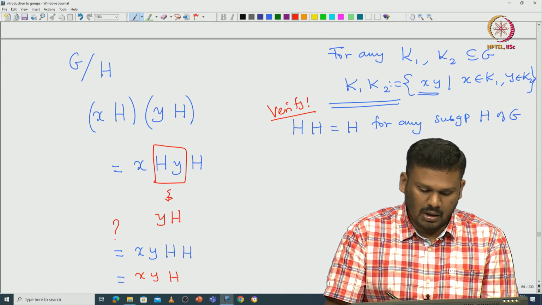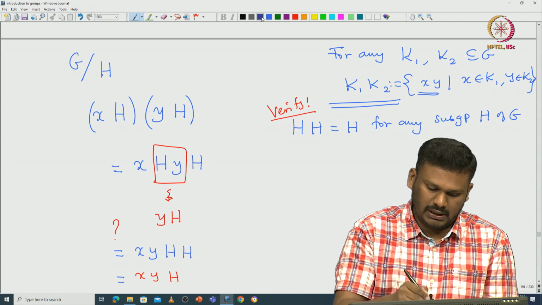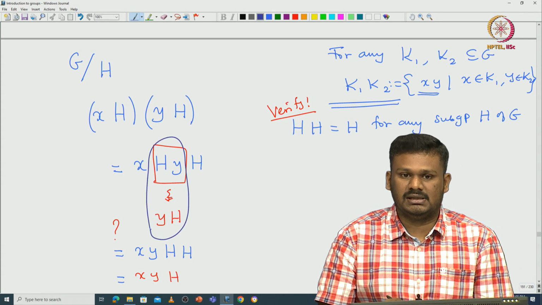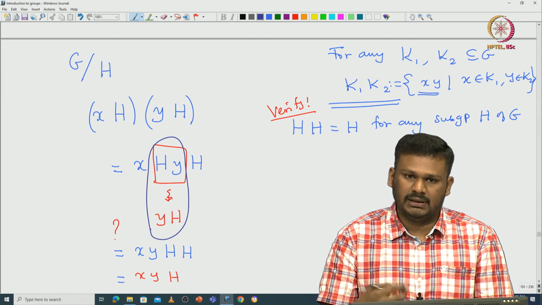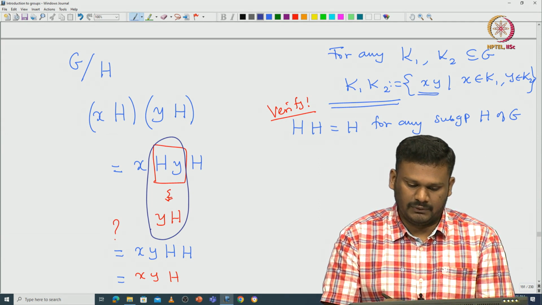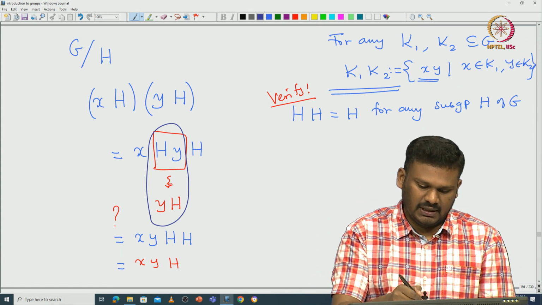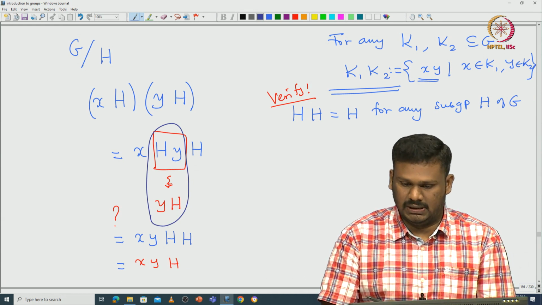This is only possible if we are able to say that this Hy is the same as yH. Of course, if your group is abelian, then it is always the case, but if your group is not abelian, then this may not happen. So, let us see one example where it cannot happen. Of course, whenever it happens, then we are in business, that is what this computation tells us.